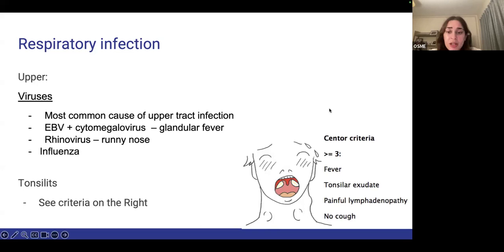Now, the Centor criteria helps differentiate tonsillitis where it's not viral and in fact bacterial. So they'll have a fever, they'll have these quite large tonsils which have white spots on them. That's the key differentiator for it being bacterial.